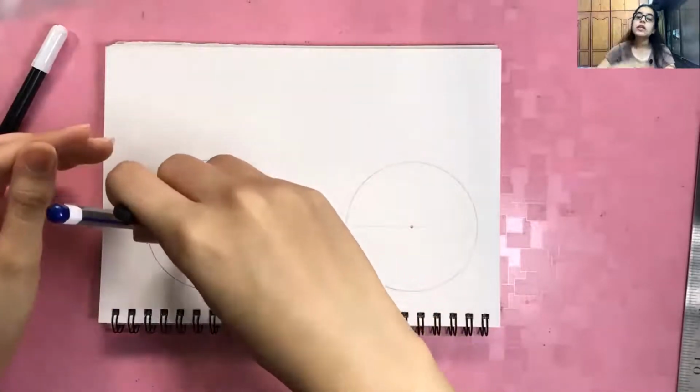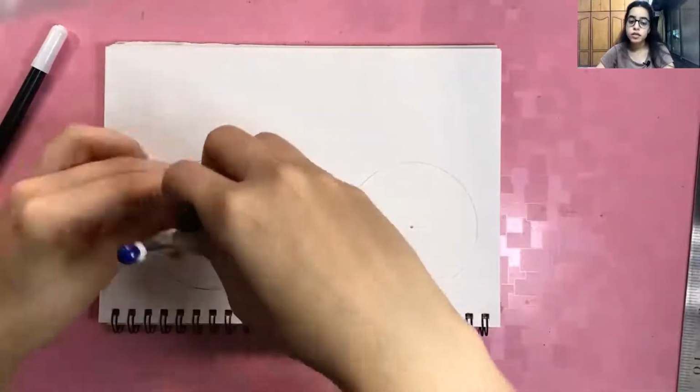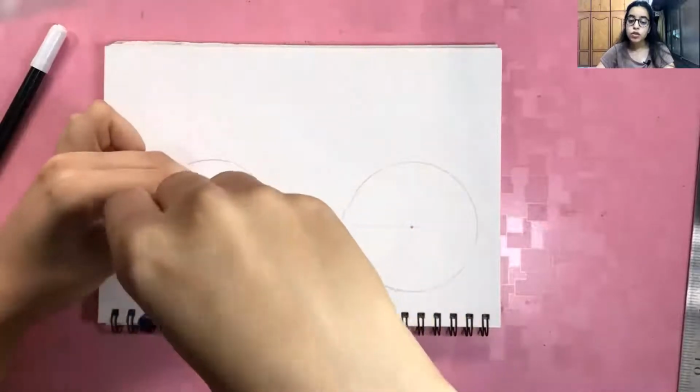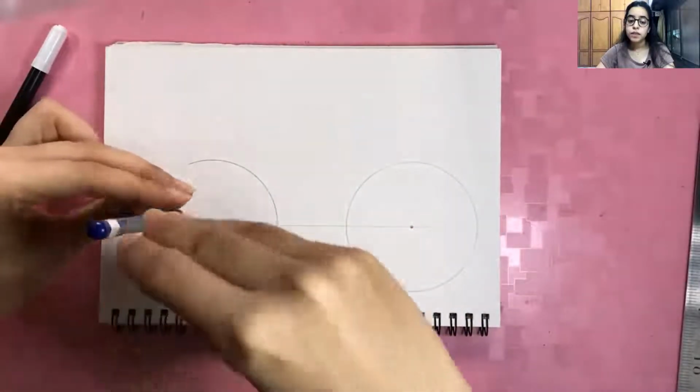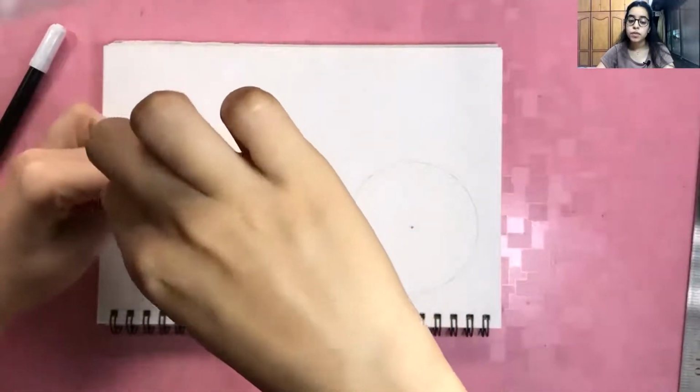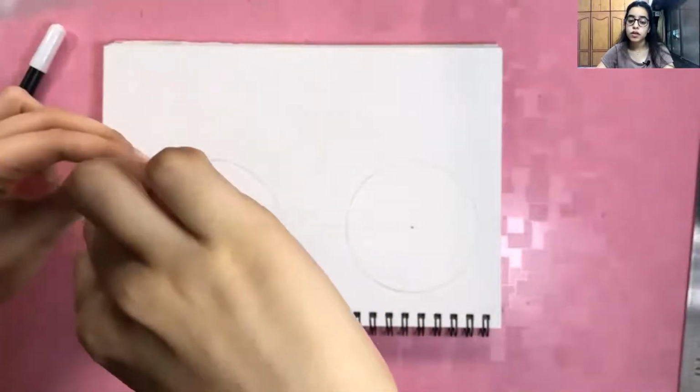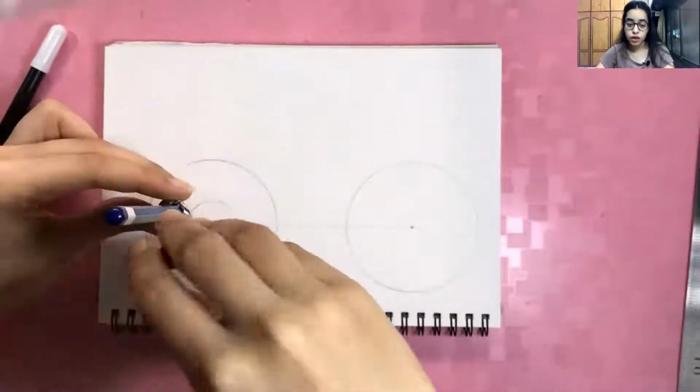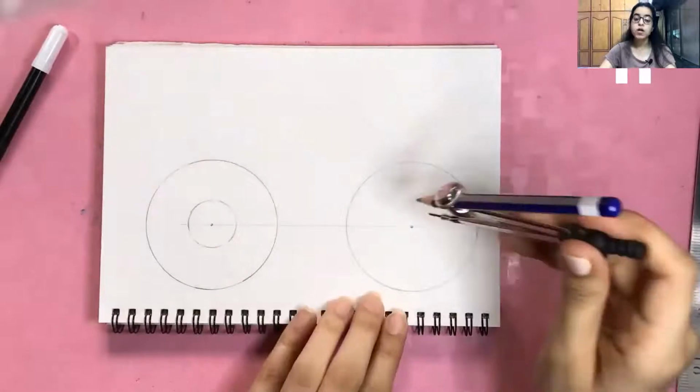We're going to start with the innermost circle, so the smallest circle. Do not change the measurement. Once you're done, do not change the measurement. I'm making a circle over here. It would be visible in a while, don't worry. Okay, so now as you see, I've made the smallest circle inside.